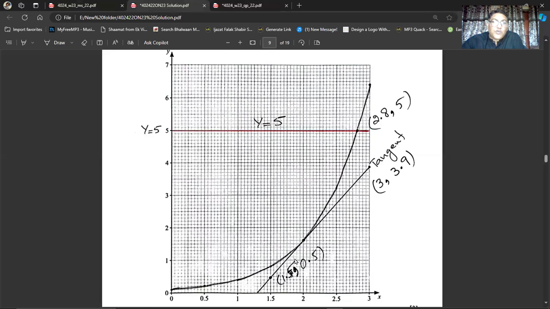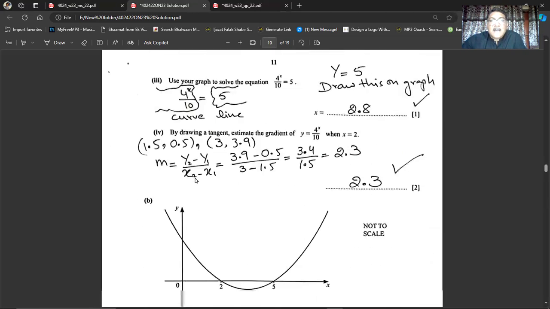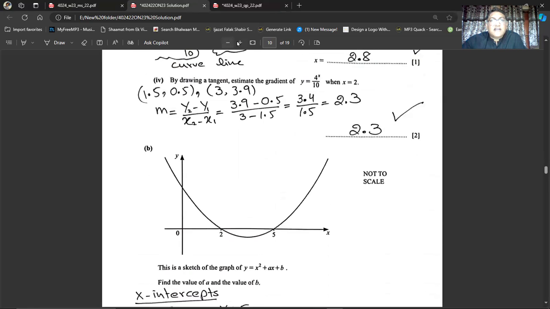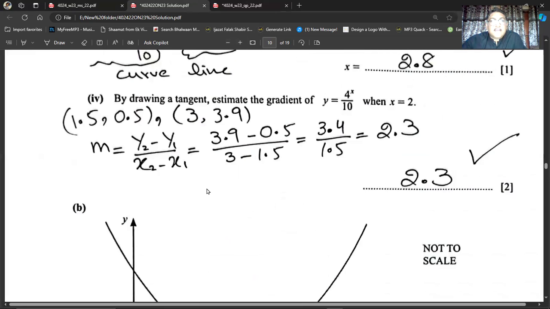So I will take 2 points on this tangent. I have taken this point, 3, 3.9, and this point, 1.5, 0.5. You can see I have taken 2 points on the tangent, and then by applying the formula for the gradient, I will find the gradient. One point is 1.5 comma 0.5. The other point I have taken on the tangent line is 3 comma 3.9.